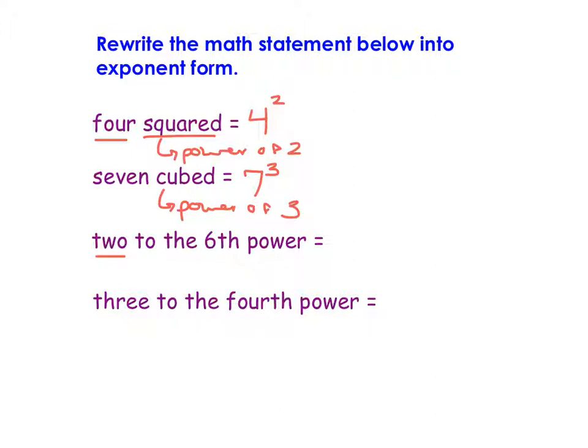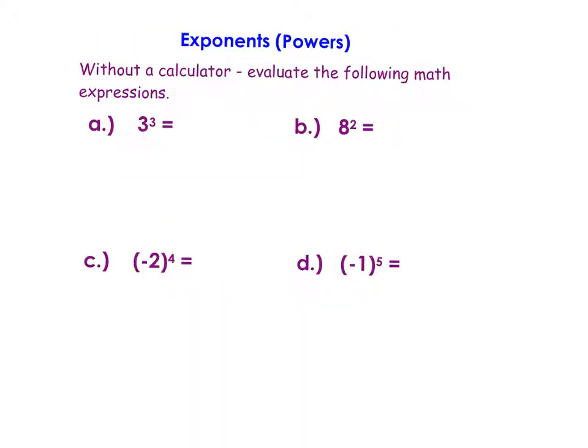Then this one is 2. That's our base to the 6th power. So we have 2 to the 6th. And 3 is our base to the 4th power. So you see 3 to the 4th. So here we're going to practice actually evaluating exponents without a calculator, and the easiest way to do this is to start by writing each of them into expanded form.